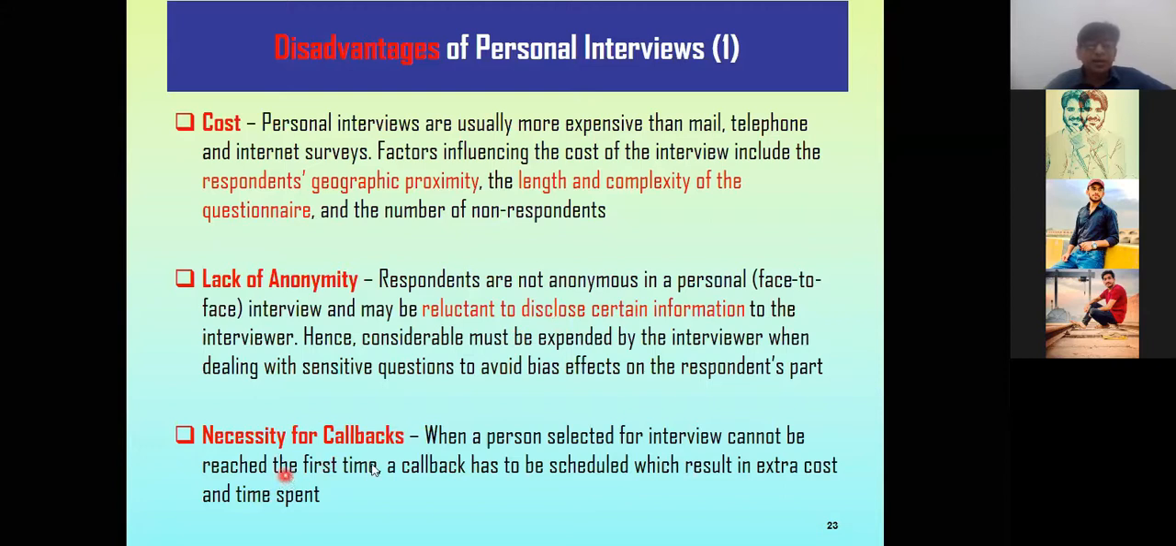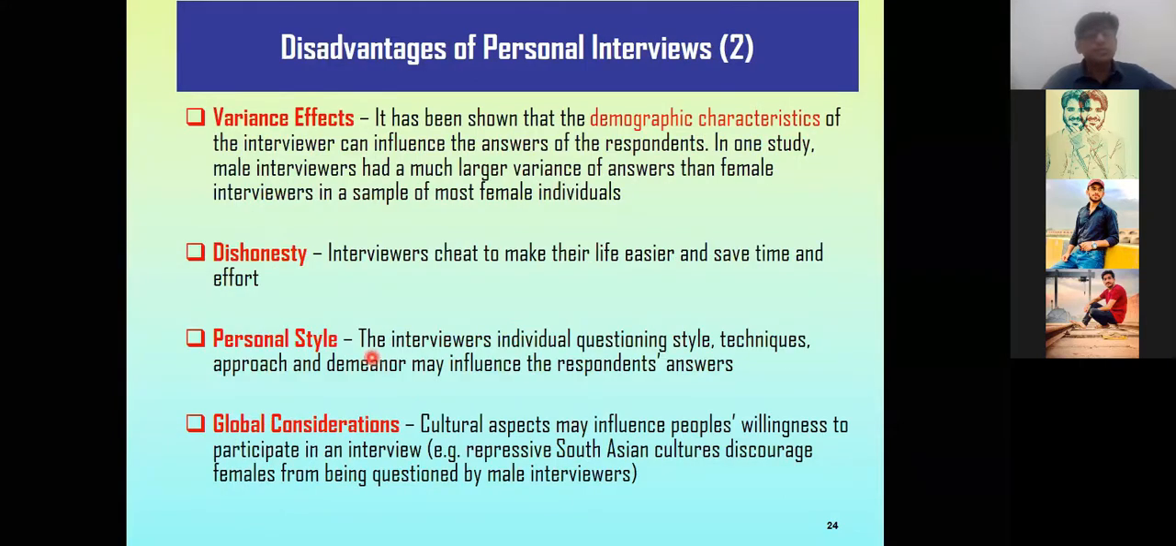Necessary callbacks. Sometimes, to conduct the interview, you may be required to call the same person more than thrice, several times, to get the time. If you are calling him several times, this call also costs you some amount. So these are some of the disadvantages.